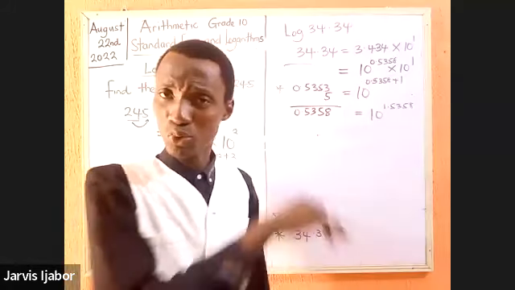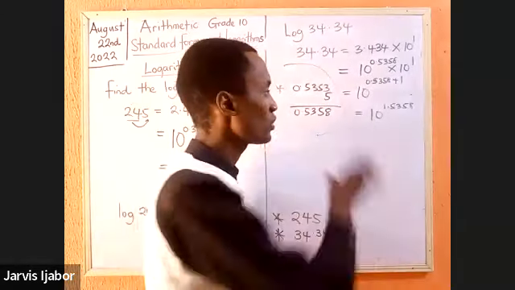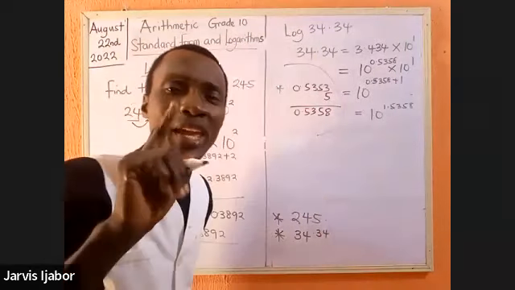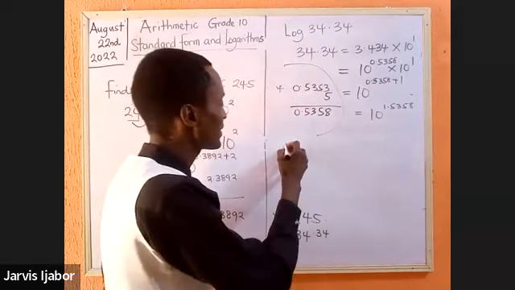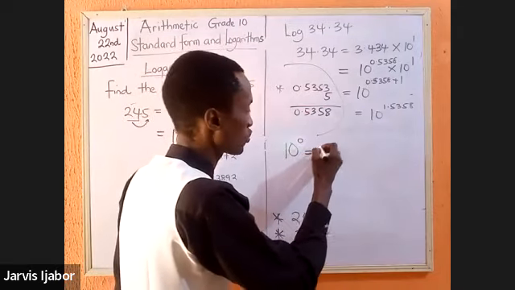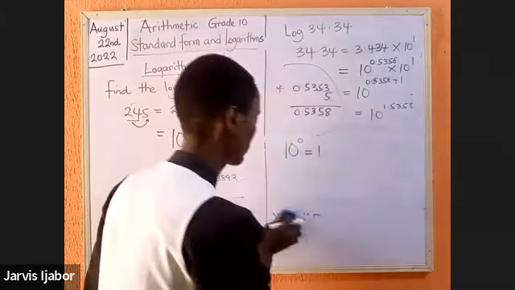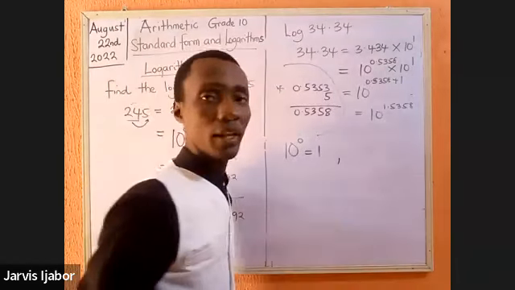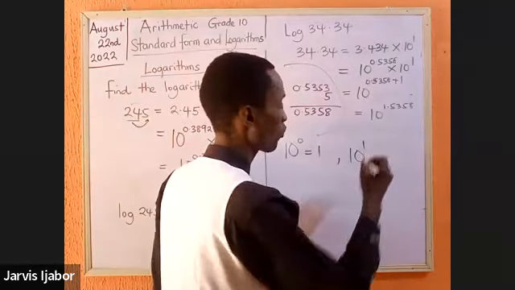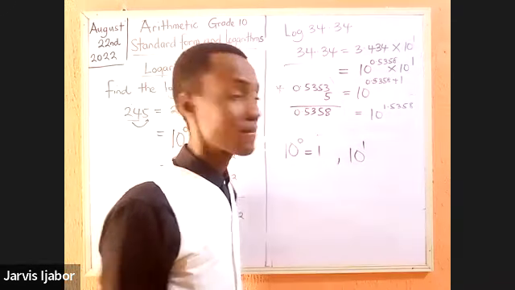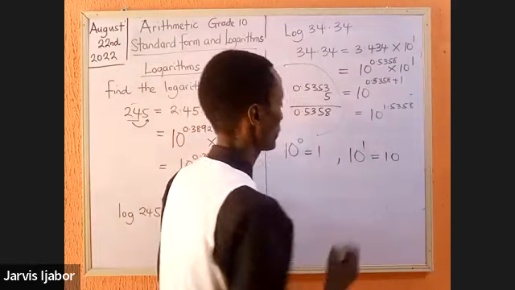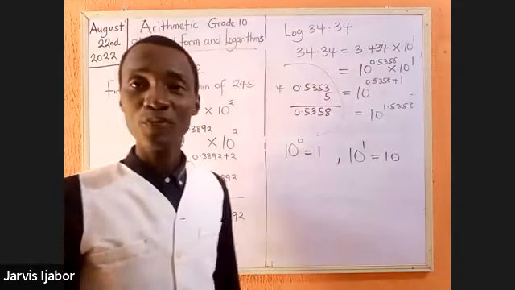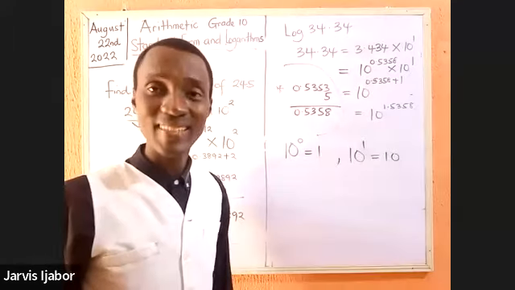Now, the question somebody is asking is, how is it possible that I know that this answer is correct? I'm going to show you that now, because I wanted to do these examples before I show you another idea. We learned from indices that 10 raised to the power of 0 is equal to 1. Is that not? 10 raised to the power of 0 is 1. Now, 10 raised to the power of 1 is 10.